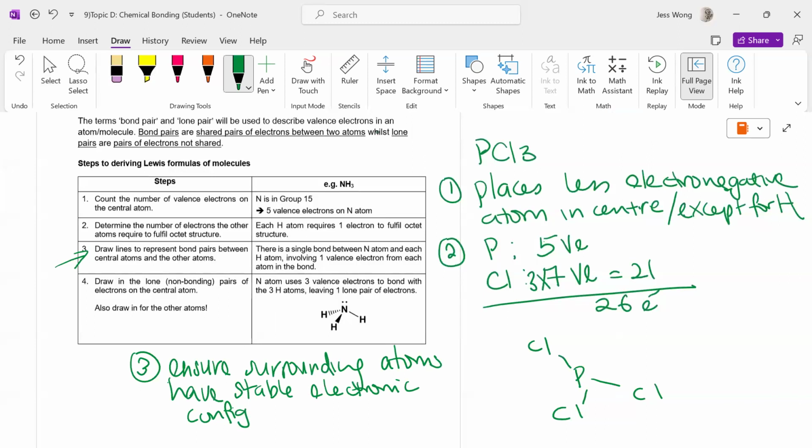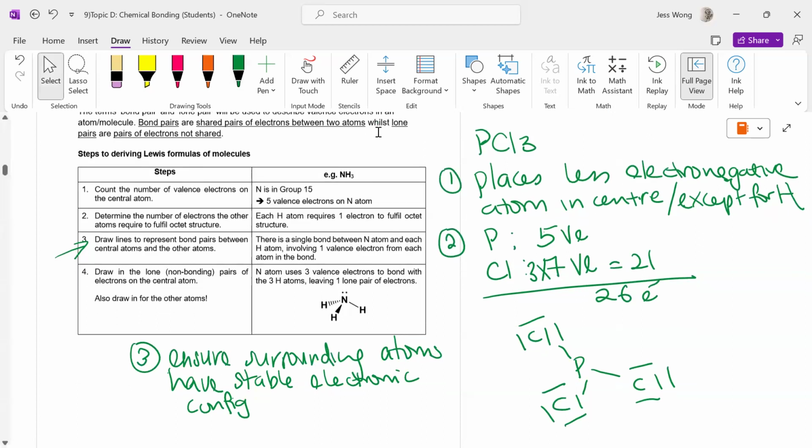By placing electrons around the chlorine, one line refers to 2 electrons. So 2, 4, 6, 8, for each chlorine. So how many electrons have I drawn? Now you do your counting. I have drawn 24 electrons.